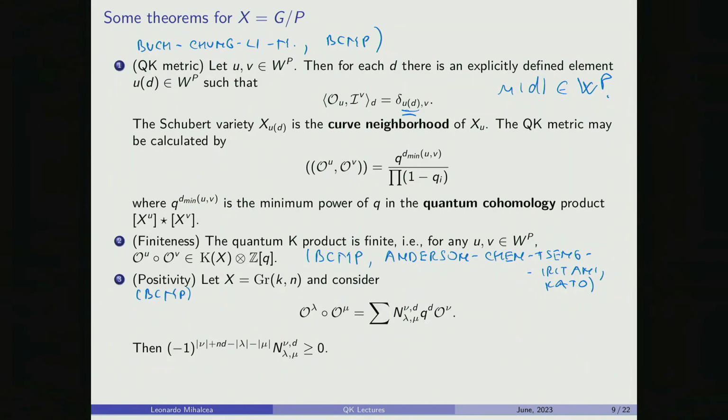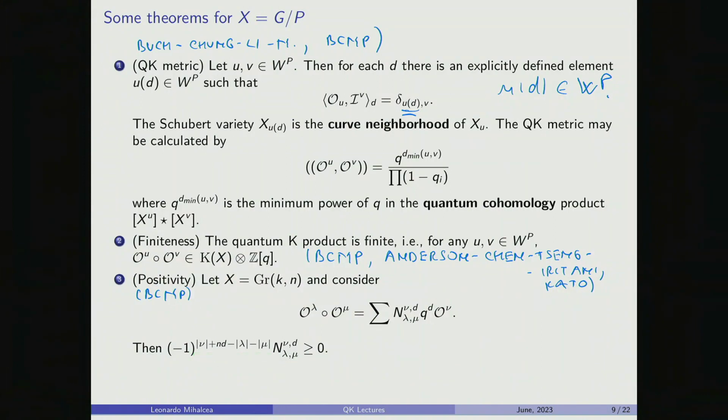Positivity. One of the titles of the lecture notes is positivity in equivariant cohomology, equivariant K theory. Well, we also have positivity in quantum K theory. And what can it be? It is what you expect. Once you give q a degree, then it's the same positivity that happens in K theory. So if you multiply two Schubert classes, O lambda by O mu, and then you expand out in terms of the Schubert classes, then you have this expected difference in degrees. The left-hand side has the number of boxes of lambda plus the number of boxes of mu. The right-hand side has the number of boxes of nu and the degree of q to the d. If you take the difference between the two, then you get this quantity here.